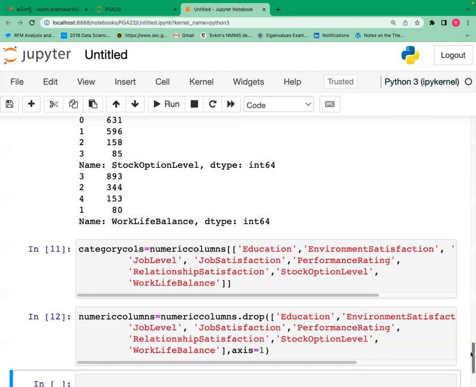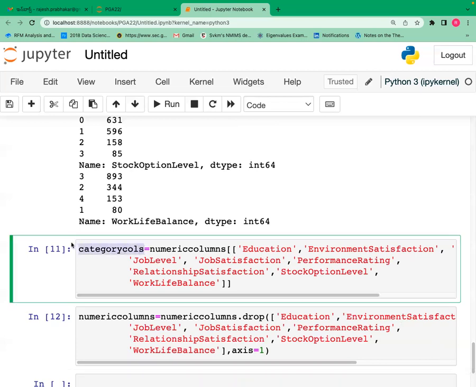All right, all of you have done the separation of the data. We have separated them into a new data frame called category columns. We have separated them from the numeric columns. Double square bracket means you are subsetting or slicing the data frame. From numeric columns, we have separated them as categorical columns, and immediately we are dropping them from numeric columns. Otherwise, it will be duplication, right? To avoid duplication, immediately we are dropping them.